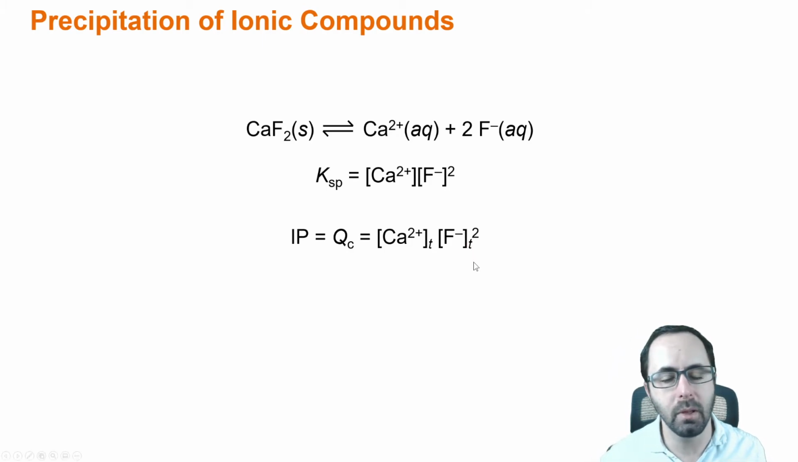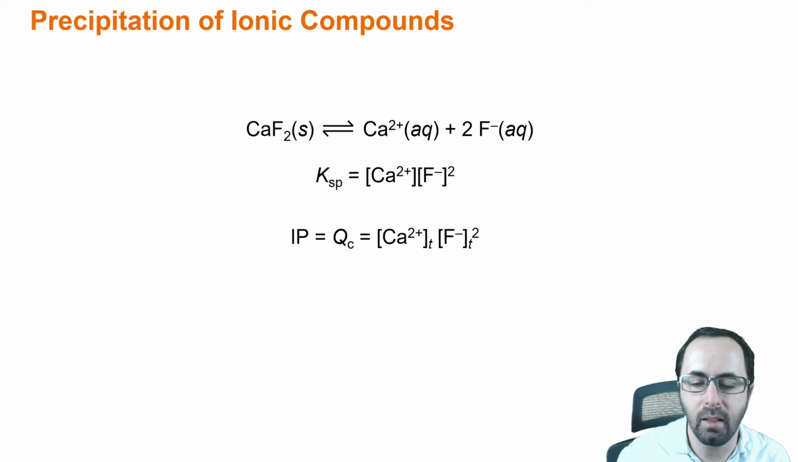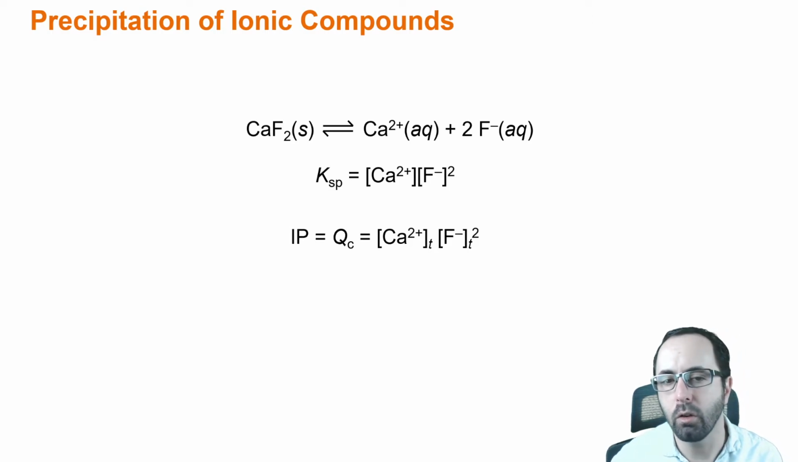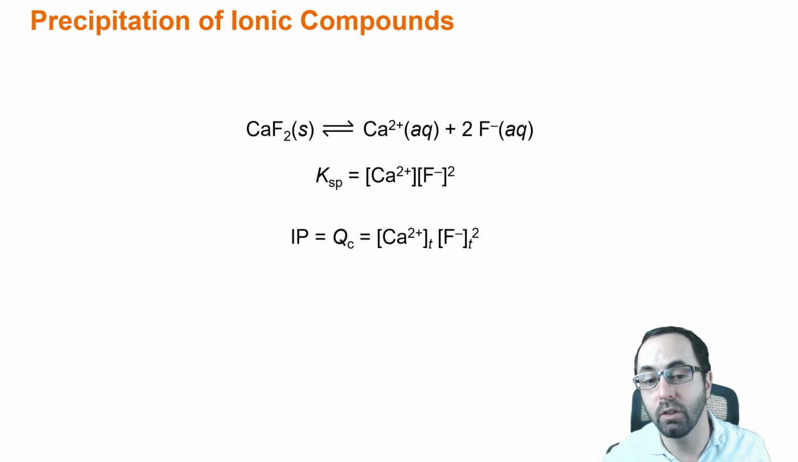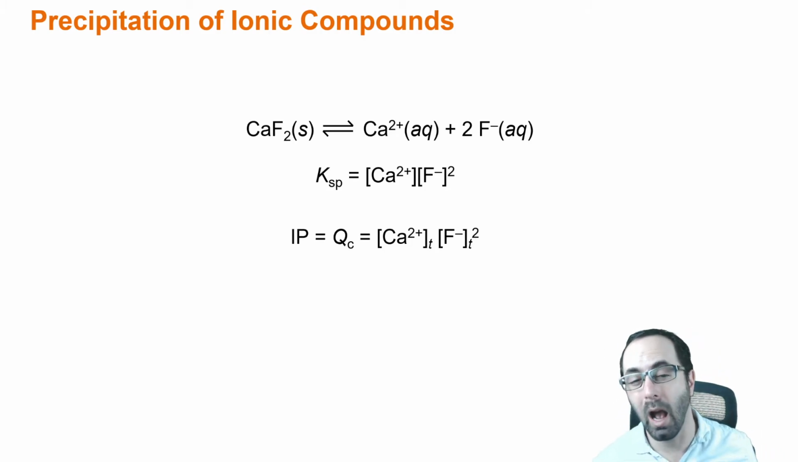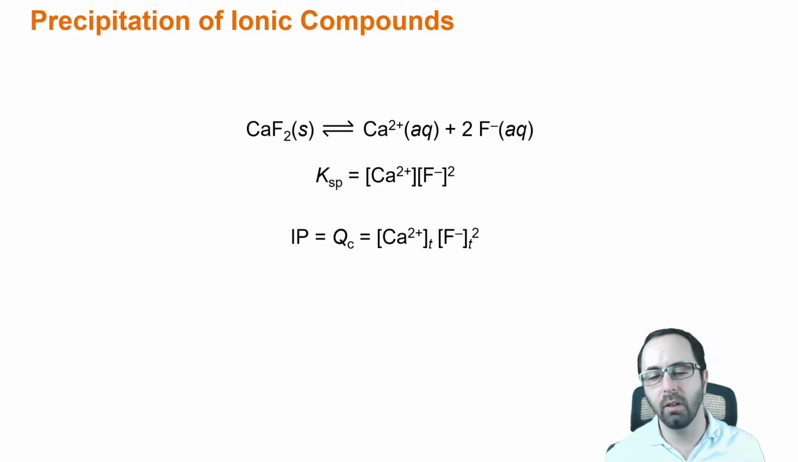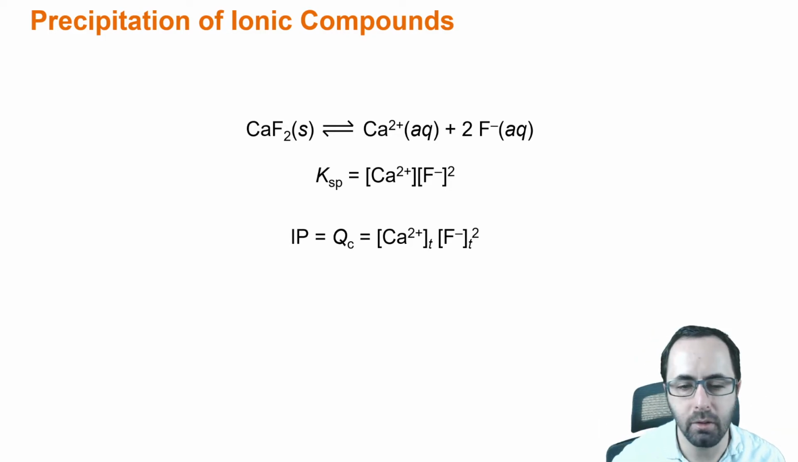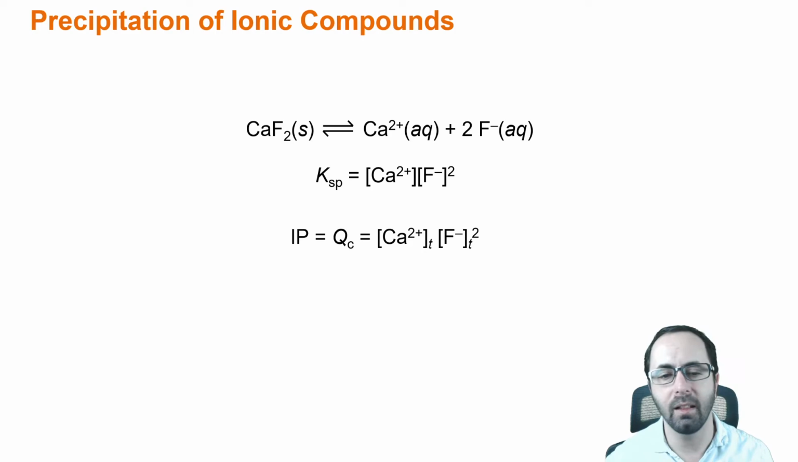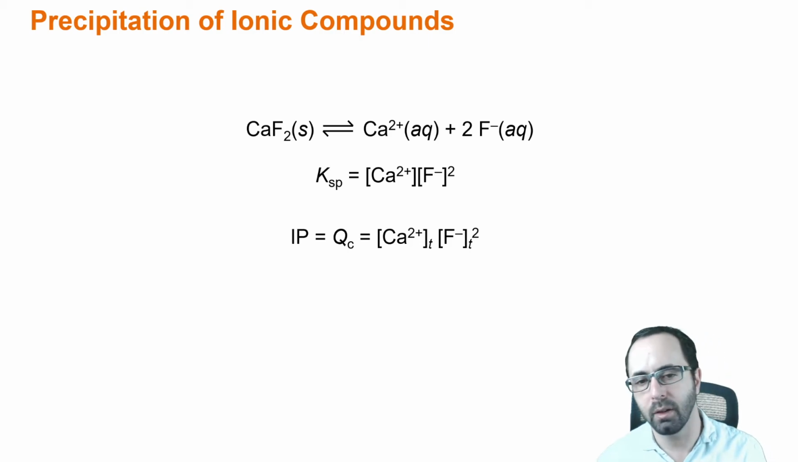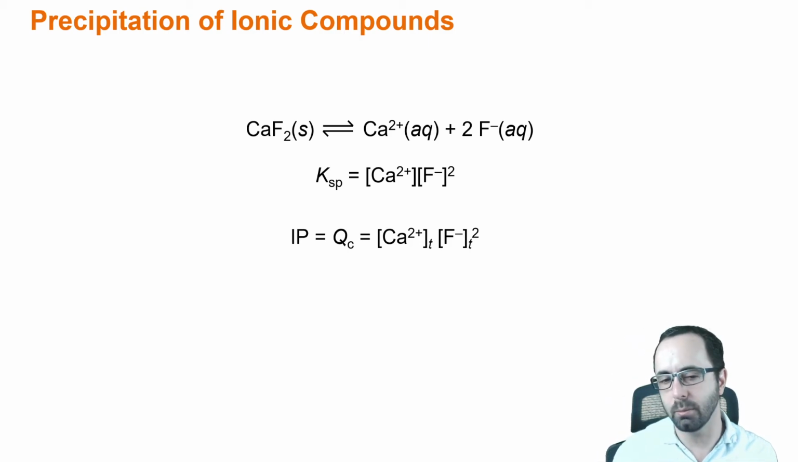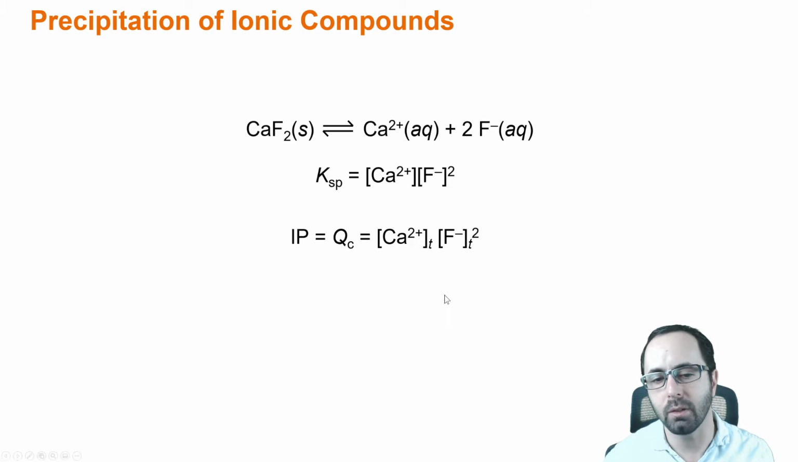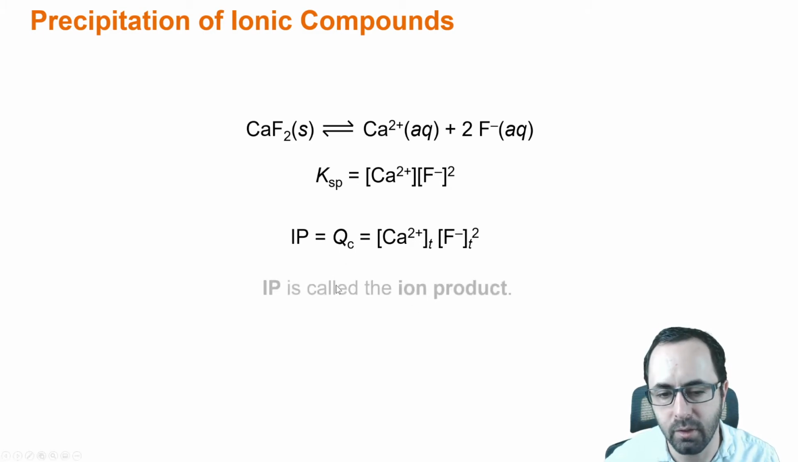Now, unfortunately, because for some reason they like to make a new name for everything, the Q for a solubility reaction is called the ion product, or IP. But it's just another Q. It's just a Q with a special name. We're going to compare it to K like we always do, and it's the same thing. Q is less than K, the reaction goes forward. Q is greater than K, the reaction goes backwards. Same old, same old. Just now we're doing it for solubility.